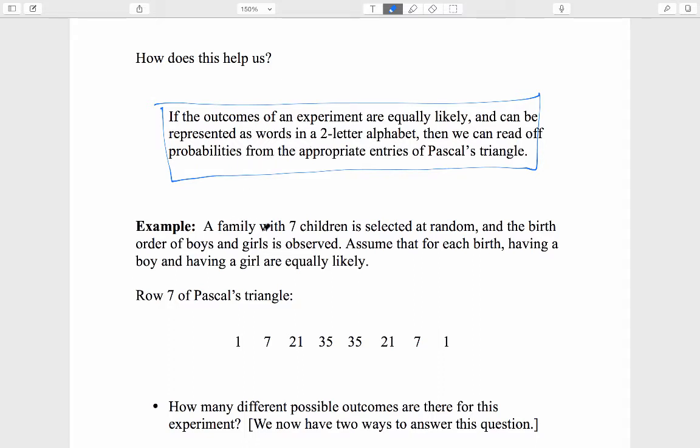For example, a family with 7 children is selected at random, and the birth order of boys and girls is observed. Assume that for each birth, having a boy and having a girl are equally likely. Great! We just read all the magic words that tell us this is a job for row 7 of Pascal's triangle. This is an experiment where the outcomes can be represented as 7-letter words in a 2-letter alphabet for boys and girls. Our response is write down row 7. Even if you don't write down anything else, the fact that you write down row 7 right here will earn you some partial credit.